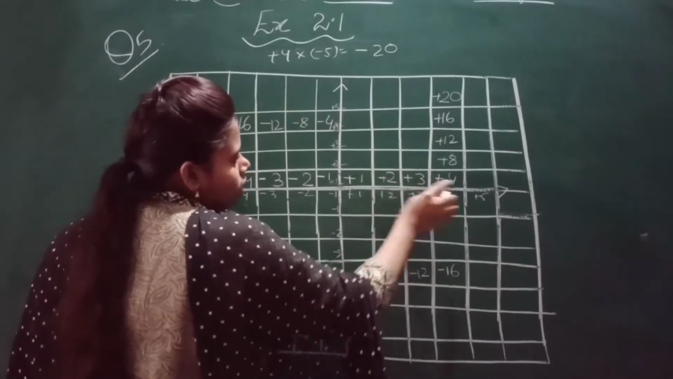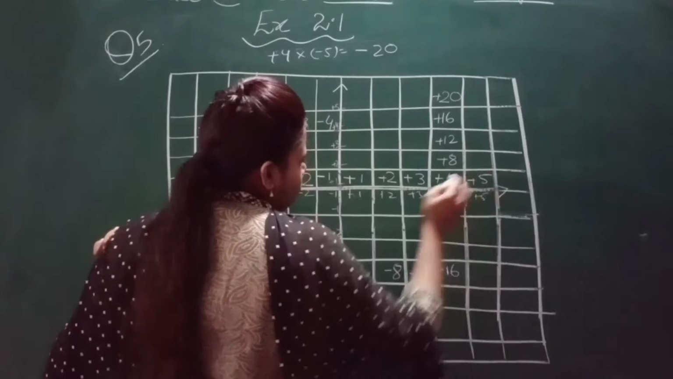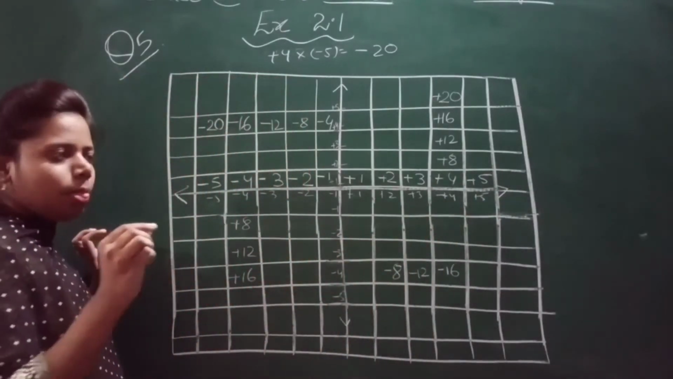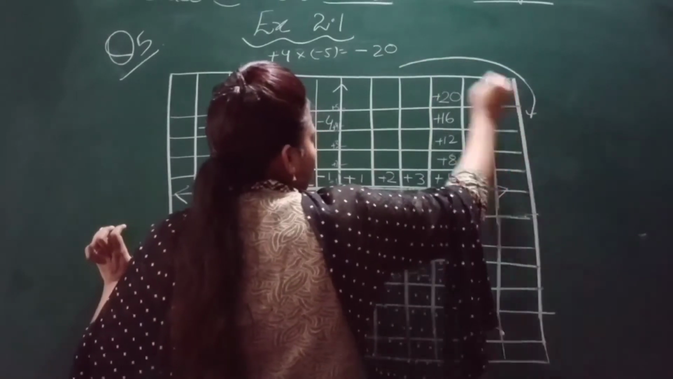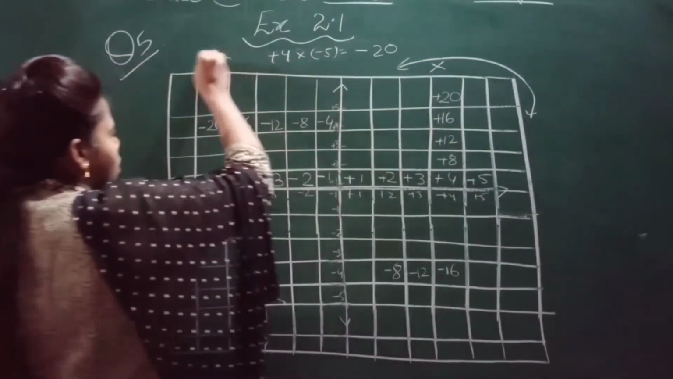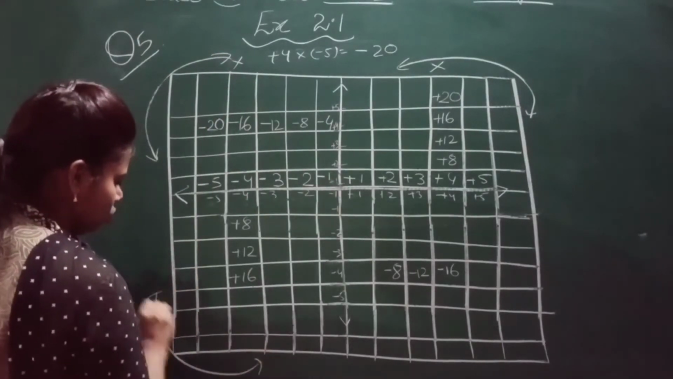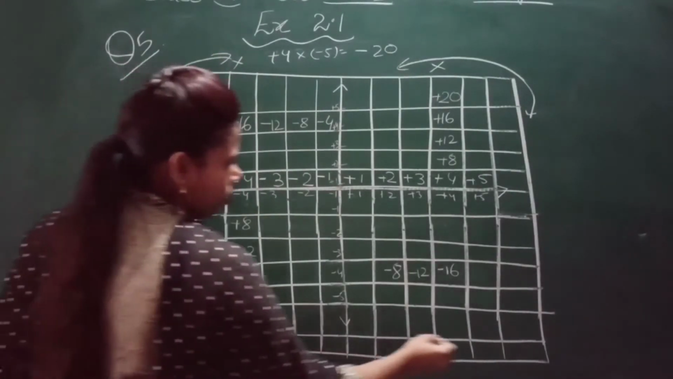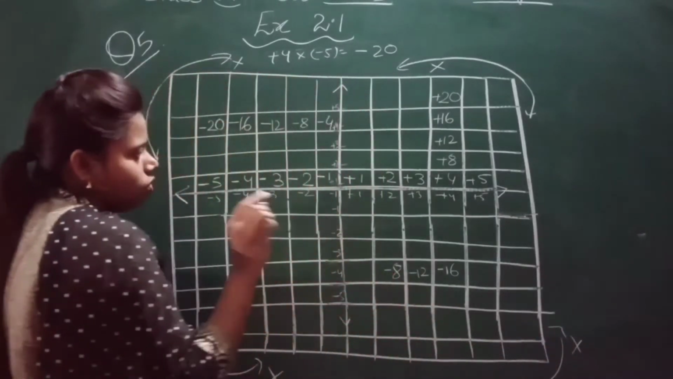Plus only. Now this one is already filled, so plus 1 5 is 5. See, it's so easy to fill. You will multiply this into this, you will multiply this into this, you will multiply this quadrant into this, you will multiply this into this. Okay, it's very easy, don't get confused.